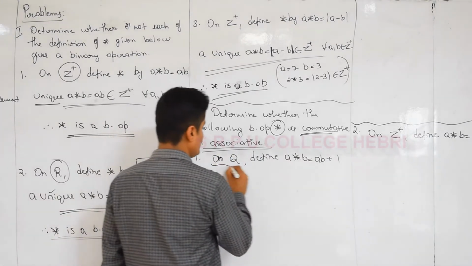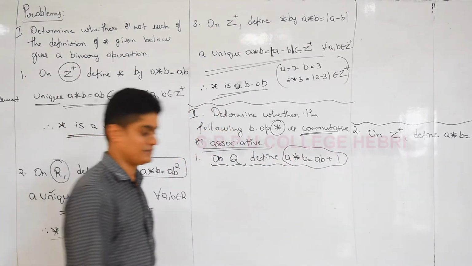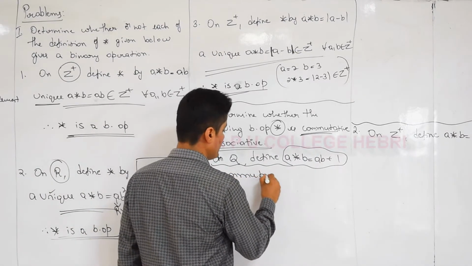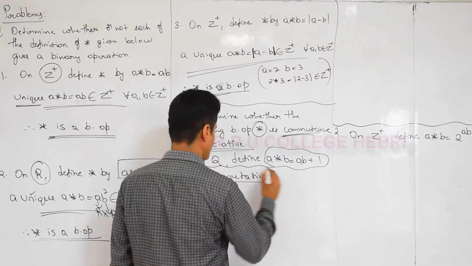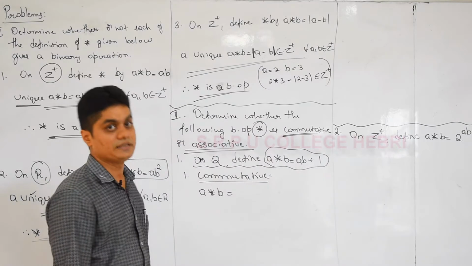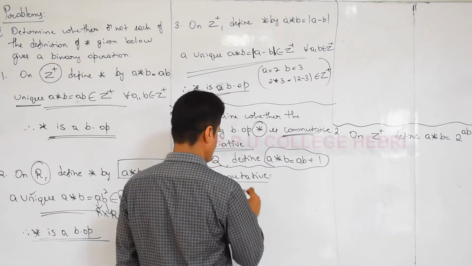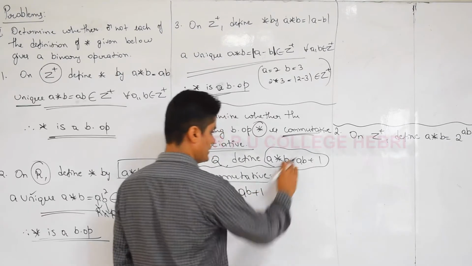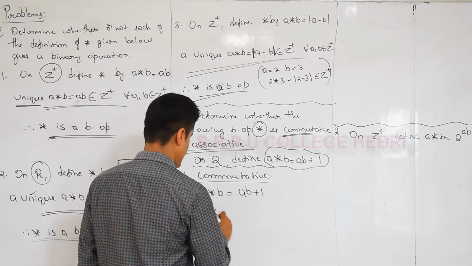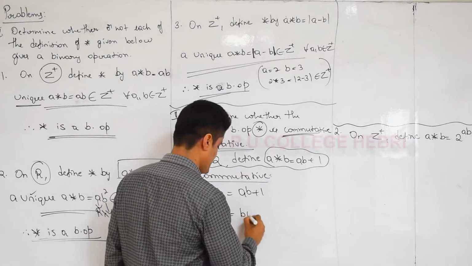Okay, the first question is on the set of all real numbers, a star b is equal to ab plus 1. First, what do we have to check? We have to check whether it is commutative or not. Remember the definition? a star b, if it is equal to b star a for all a, b, then it is commutative. So let me find out first a star b. a star b is given as ab plus 1. No confusion, write what is given as it is. Now if this is a star b, what is b star a? Where a is, b comes, and where b is, a comes. So it becomes ba plus 1.